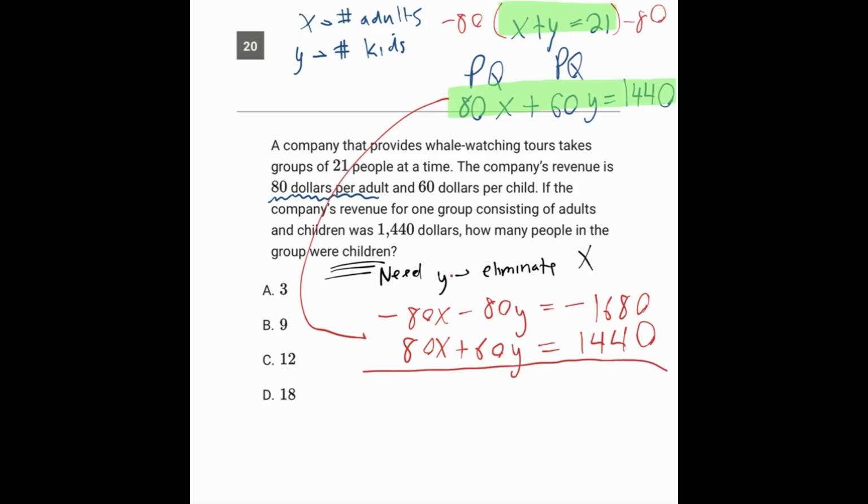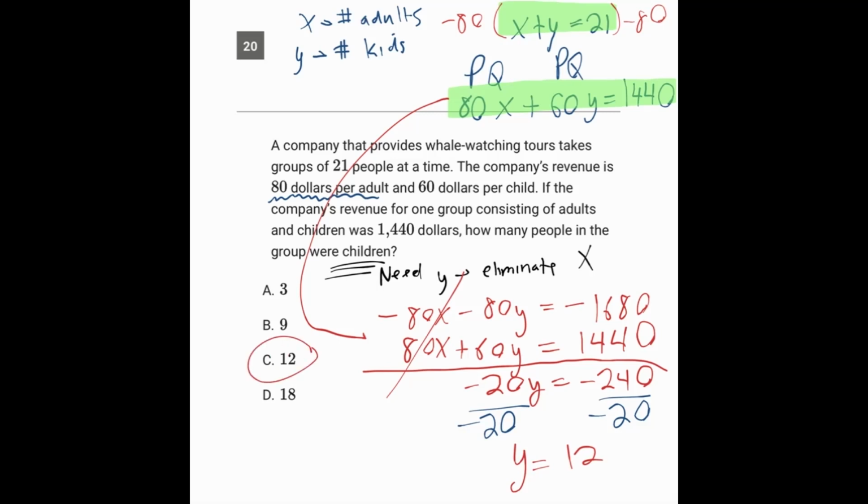So now when we add straight down, these will cancel each other. Here you have negative 20y, and on the other side, you have negative 240. Now you can divide both sides by negative 20, and you'll get y equals 12. And that's answer choice C for number 20.